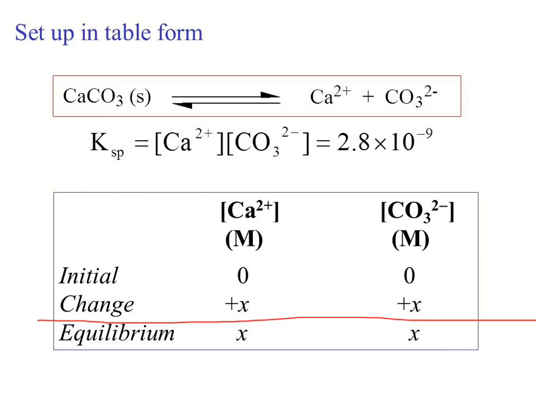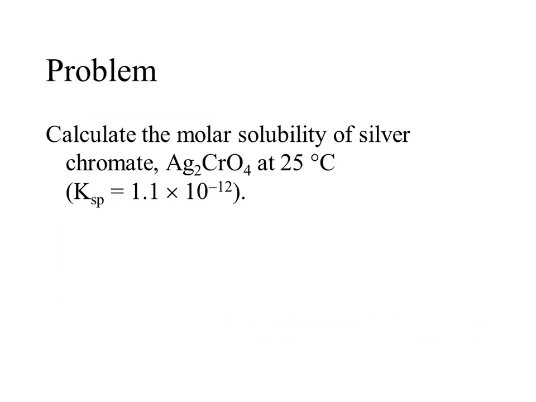All right, so let's do another one. And I'll do an ice table for this one too. So it's a different salt. Notice it's going to be a little different because when it ionizes, you're going to get 2 Ag+ and 1 CrO4 2-. So we're kind of bringing in stuff that we talked about in Gen Chem 1. Of course, that's silver chromate. So calculate the molar solubility given this KSP.